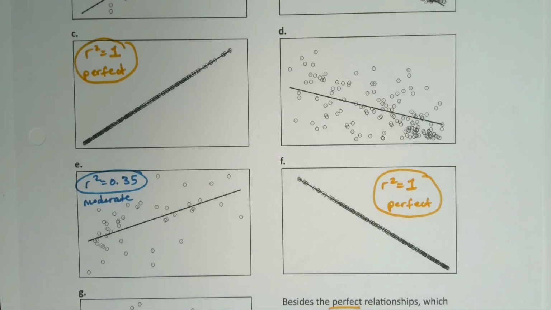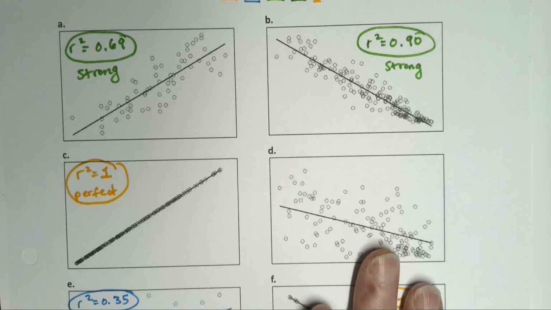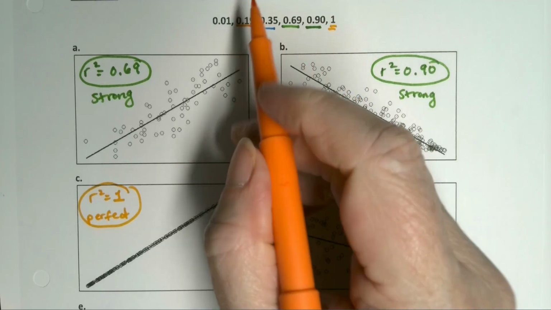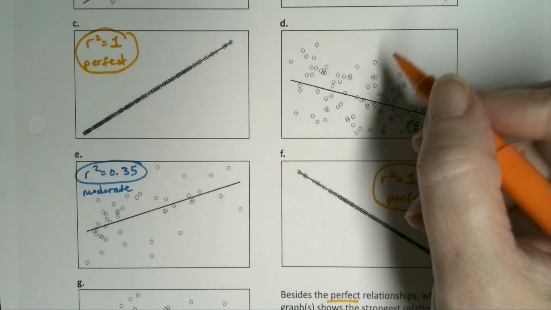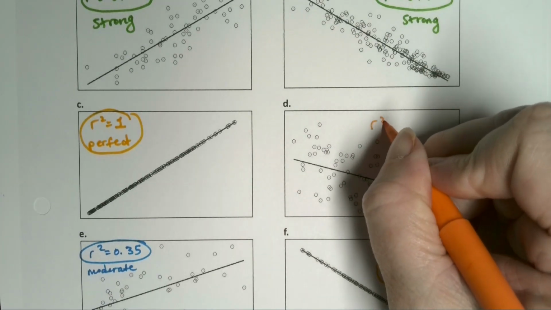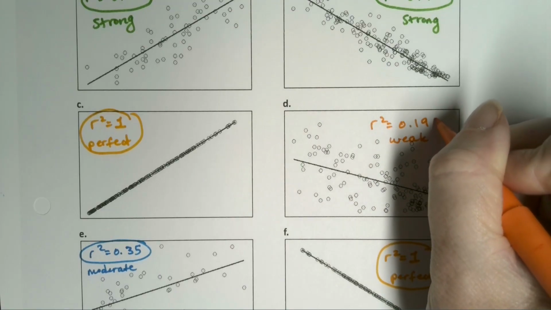Okay, now 0.19 is a weak relationship. So 0.19, that's weak. So it's perfect here, then strong, moderate, weak. The weak relationship is this one. It's still kind of got a trend to it. So this is r squared equals 0.19. This is a weak relationship.